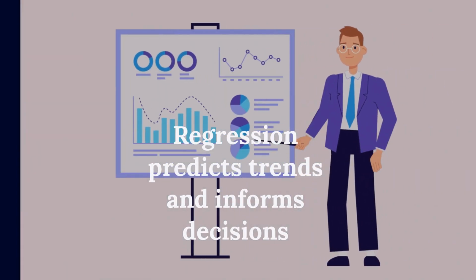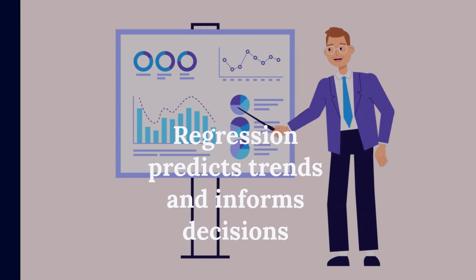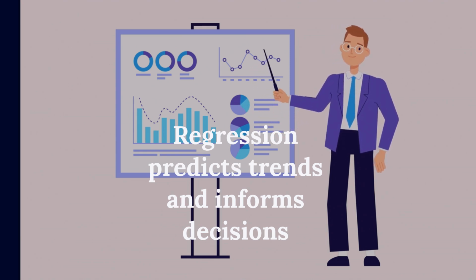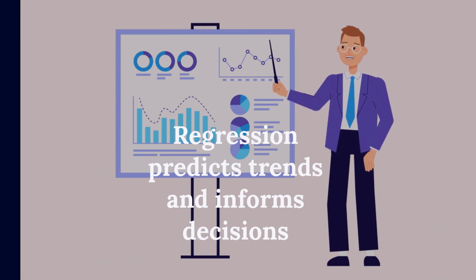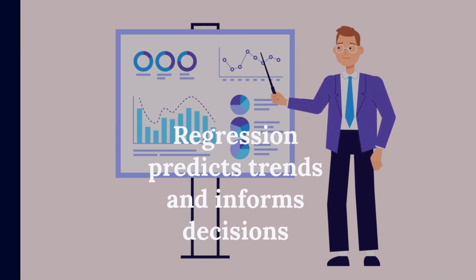Regression analysis calculates relationships between variables. Use slope and intercept functions for linear regression. Visualize results with scatter plots and trend lines. This analysis predicts data trends and informs decisions. Next, we'll explore hypothesis testing.